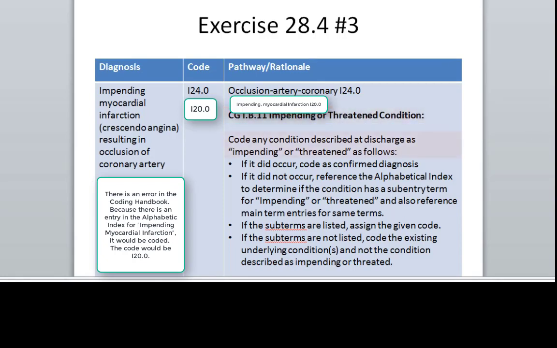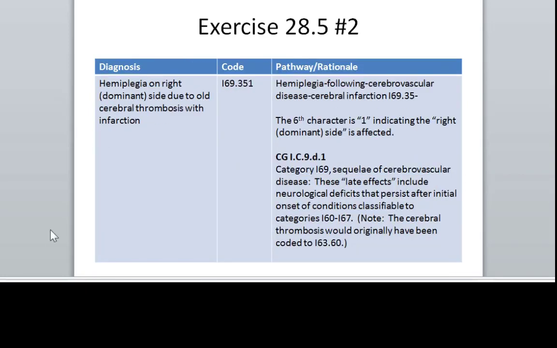And this guideline says, code any condition described as impending or threatened as follows. And it gives you different ways. If it did occur, code it as confirmed. If it didn't occur, look in the alphabetical index to see if you have any sub-entries that say impending or threatened. If those subterms are listed, that's the code you assign. If they are not listed, then you're going to code the existing underlying condition and not the condition described as impending.